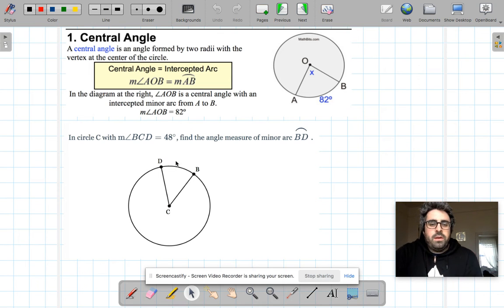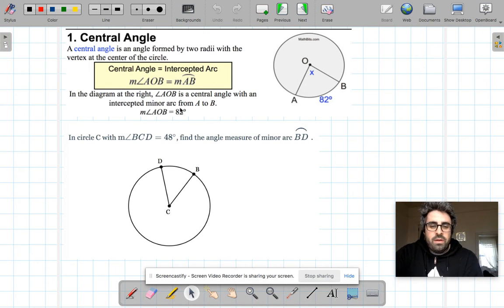Okay, so I wanted to go over some of the theorems related to circles that we talked about in class. So the first one is the central angle theorem. The central angle theorem states essentially that the central angle of a circle is equivalent to the measure of the arc that it intercepts.